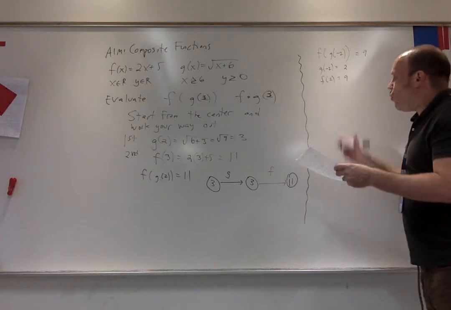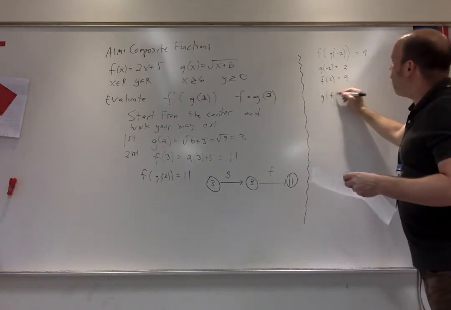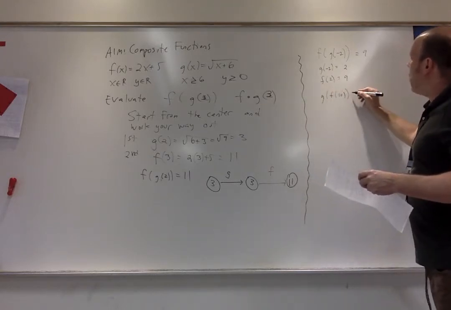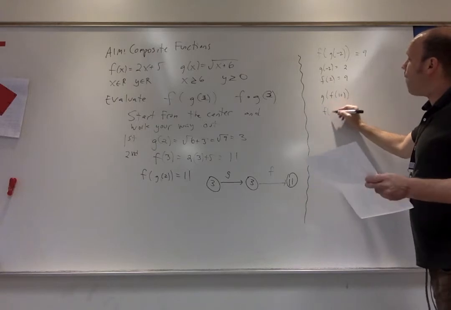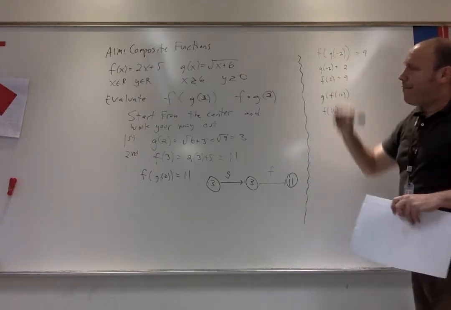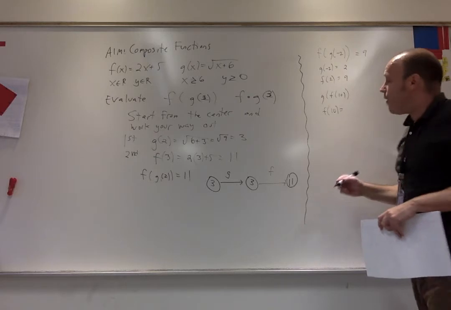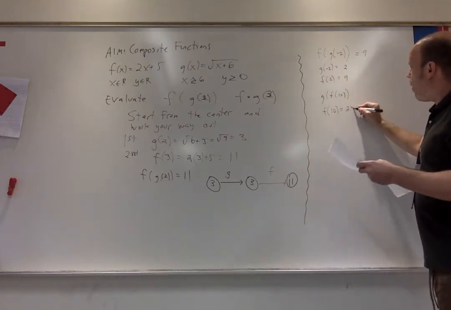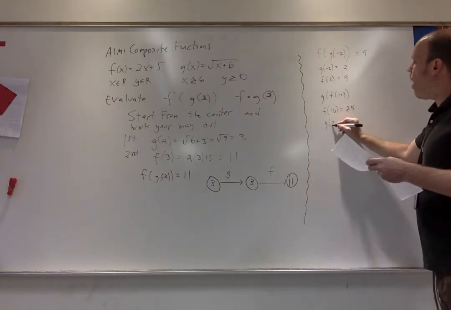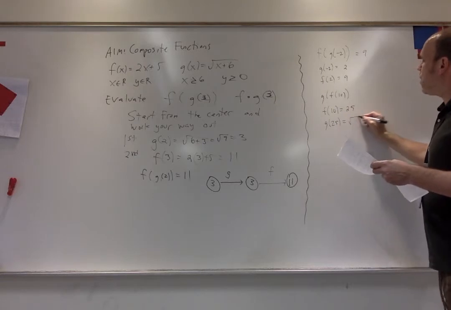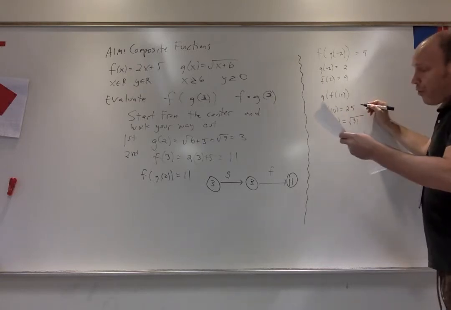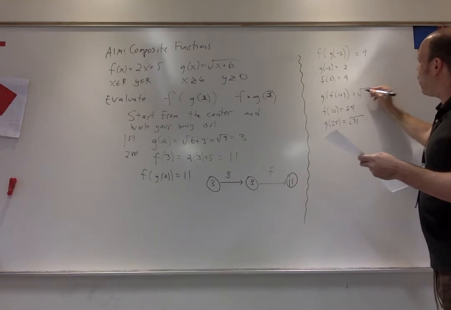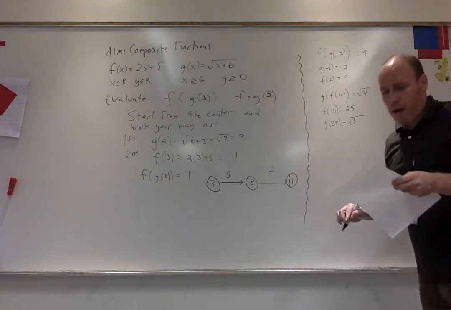Maybe you were given g of f of 10. And so you say, okay, fine, Mr. Adler, f of 10: the f function doubles my x and adds 5, so I get 25. And then g of 25 adds 6 and takes the square root. Radical 31. Not the nicest answer, but you know what? No big deal, you can do that.